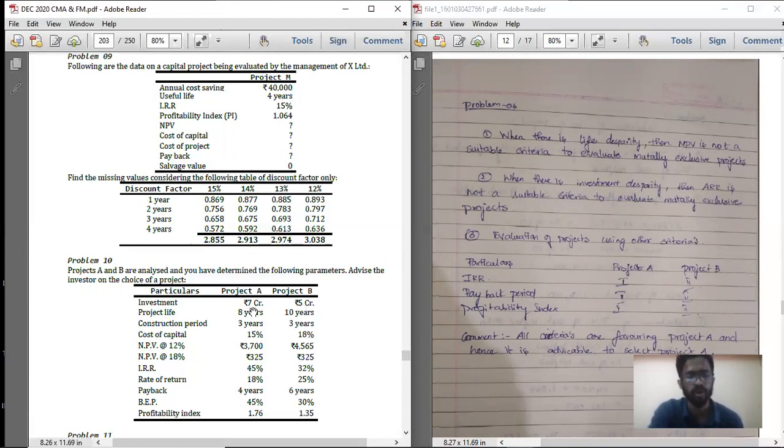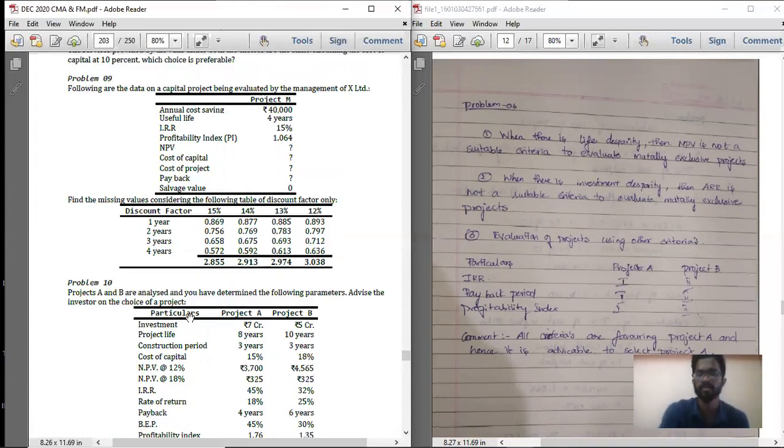And if there are 2 different investments for 2 different projects, then you should not use ARR. That is why they have given this problem number 10, to make you understand that if there are 2 different project lives, you cannot use the NPV method. That is point number 1. And if there are 2 different investment sizes, you cannot use the rate of return, that is the ARR method. These are the 2 important points they have told in this problem number 10. So you should understand it.